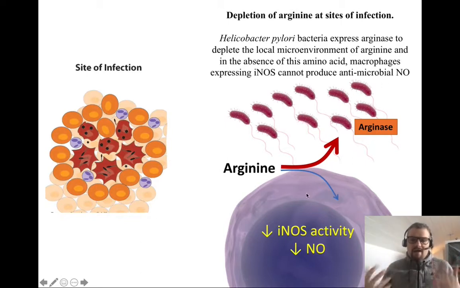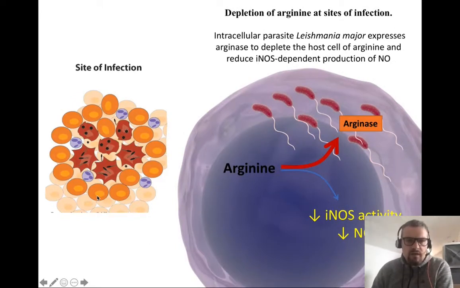So one of the antimicrobial tools that macrophages have in their tool set is the production of nitric oxide, and in the absence of arginine, they now fail to make the same amount of nitric oxide, which is beneficial towards the bacteria. So here's another example. This is the intracellular parasite Leishmania major, which expresses arginase to deplete the host cell of arginine. Again, this impairs the ability of the host cell to make nitric oxide, which is one of the key antimicrobial mechanisms that it has. So again, a mechanism of evasion of the immune response.